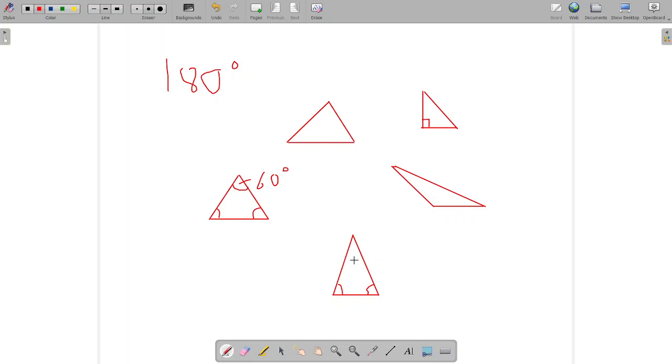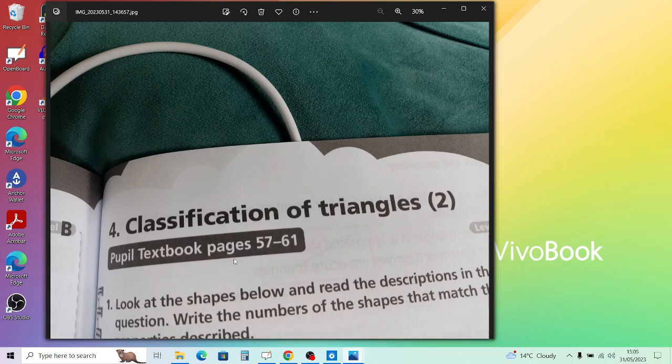If this is 40 plus 40, then that one would have to be 100, so that probably wouldn't work. It probably has to be more than 45 degrees. So if this is 70, then that would be 40, and so on and so forth. So that was classification of triangles.